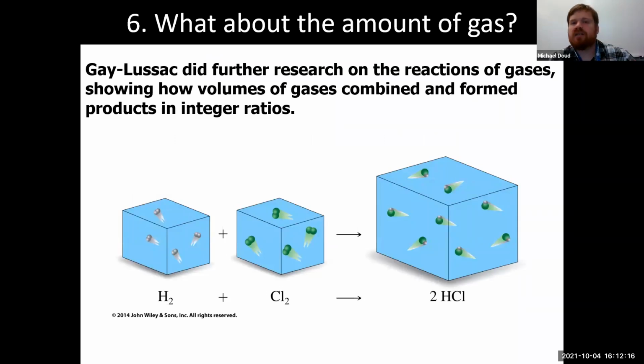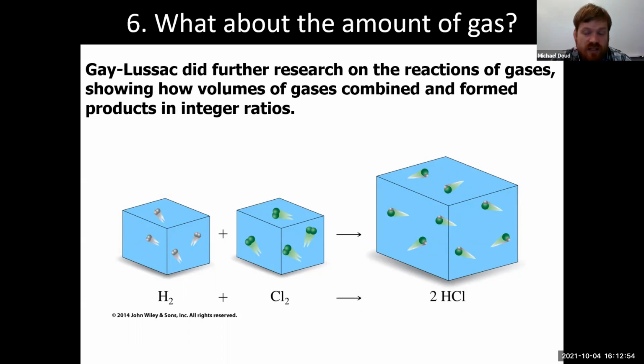Okay, now Gay-Lussac didn't stop there. In fact, he should get a lot of credit for what we're about to talk about, because he noticed, when he did research on the reactions of gases, that when gases combine in similar volumes, they produce the products in whole number integer ratios. So in other words, one volume of hydrogen reacted with one unit volume of chlorine, and it always produced, at constant pressure, 2 unit volumes of hydrogen chloride.